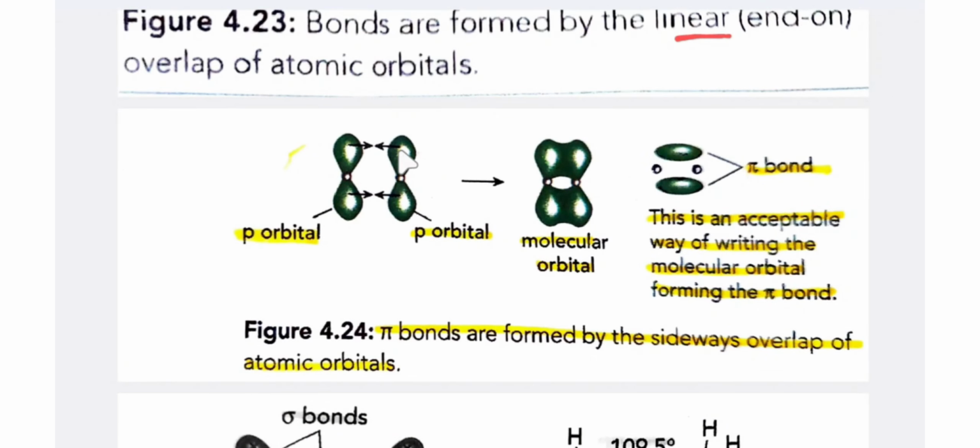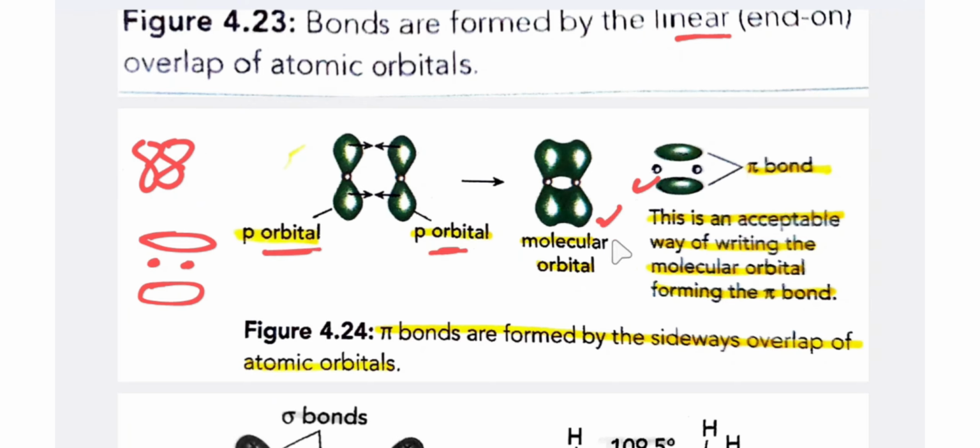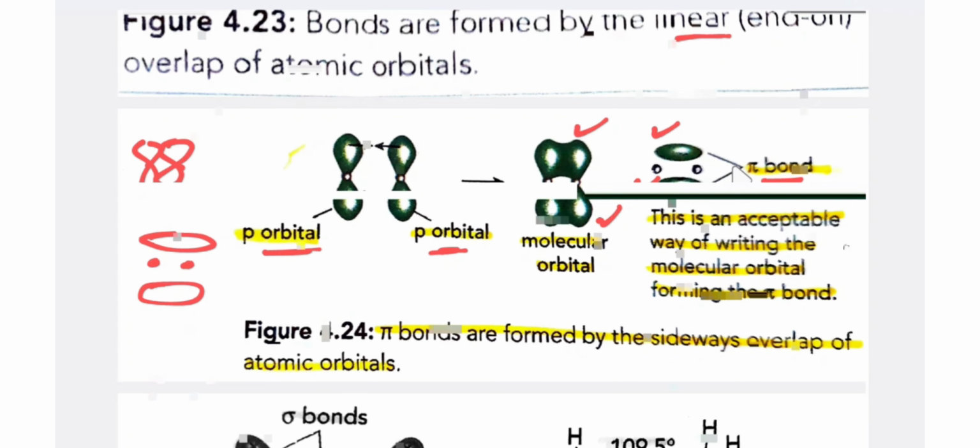Now p orbitals can also overlap sideways. So this p orbital overlaps with this p orbital sideways to form this molecular orbital, or we can draw this as these are the two centers and this is the structure. So we can draw this either this way or this way; both are the same. So 2p orbitals overlap to form this molecular orbital, either this or this, both would be correct. And these are called pi bonds.